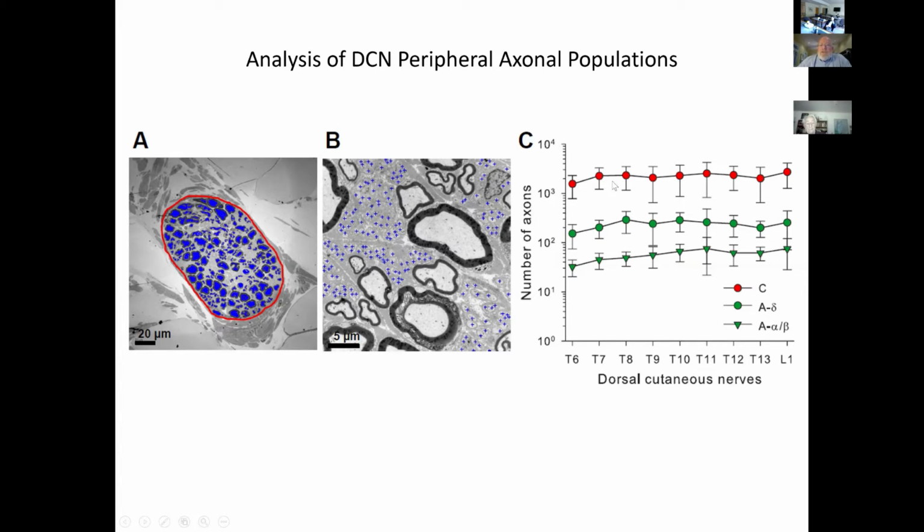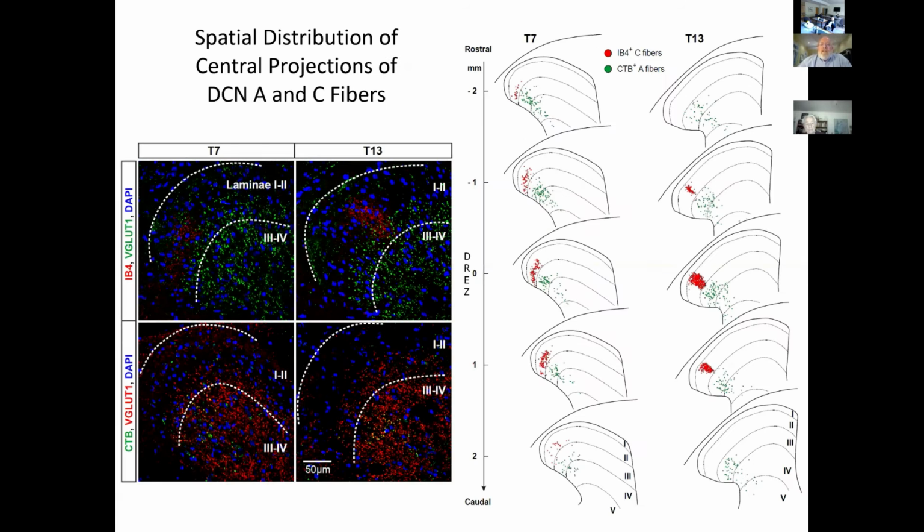But this should give you an idea about how many more C fibers we have than A delta fibers. And most of these cutaneous nerves have a lot more pain fibers than they have large diameter afferents in them. Now we can label, by injecting the peripheral nerve, different populations of afferents from these dorsocutaneous nerves. We can use IB4 to mark non-peptidergic C fibers, and cholera toxin subunit B to mark A fibers.